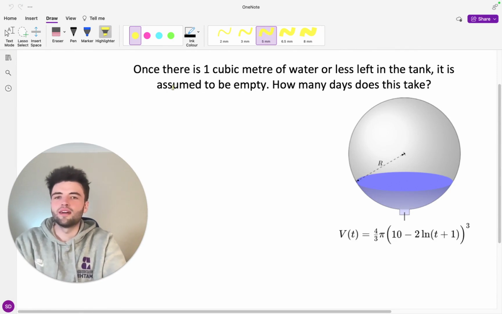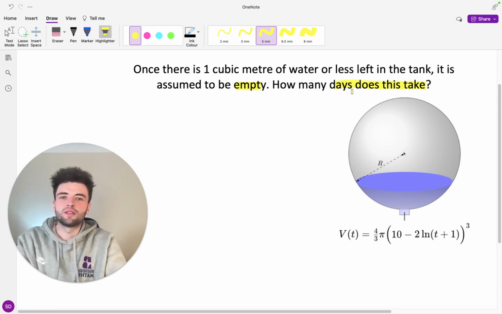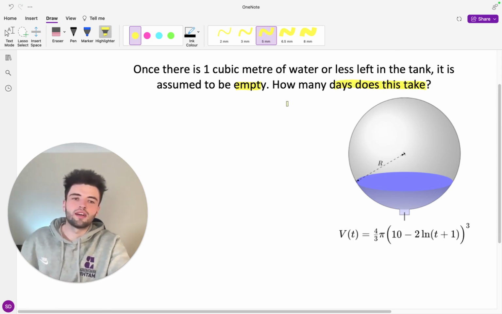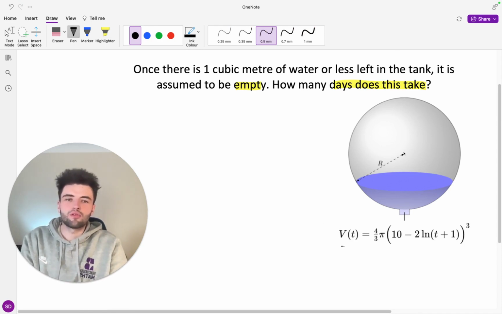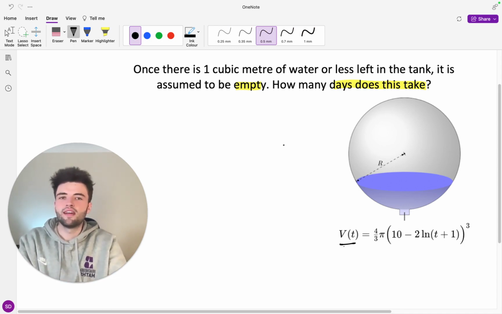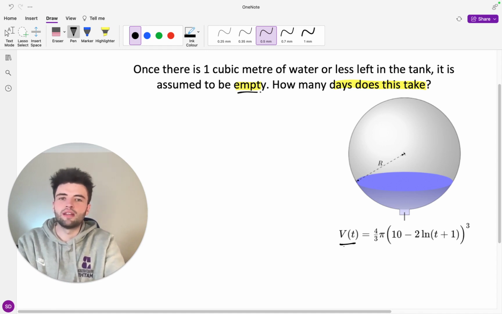So in this question we're asked, once there is 1 cubic meter of water or less left in this tank, it's assumed to be empty, how many days does this take? So this is a second follow-up question based on our formula for water leaving a tank. The volume of water at any given hour is given by this formula here. And so we just plug in different values of t to see how much water is left in the tank. And here we're asked basically when is it empty, or when is the answer less than 1.